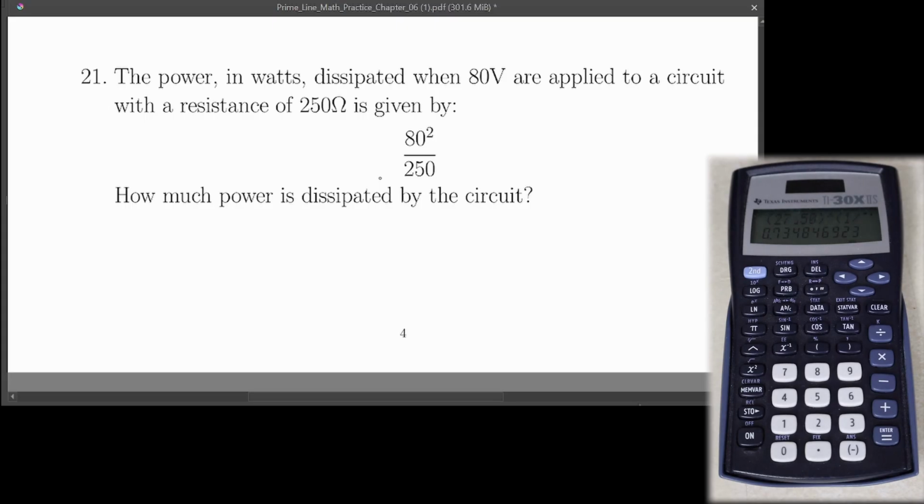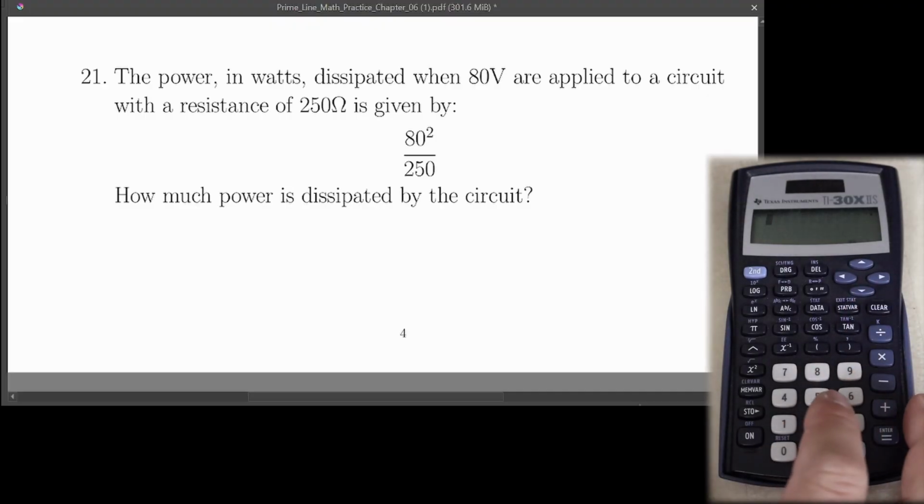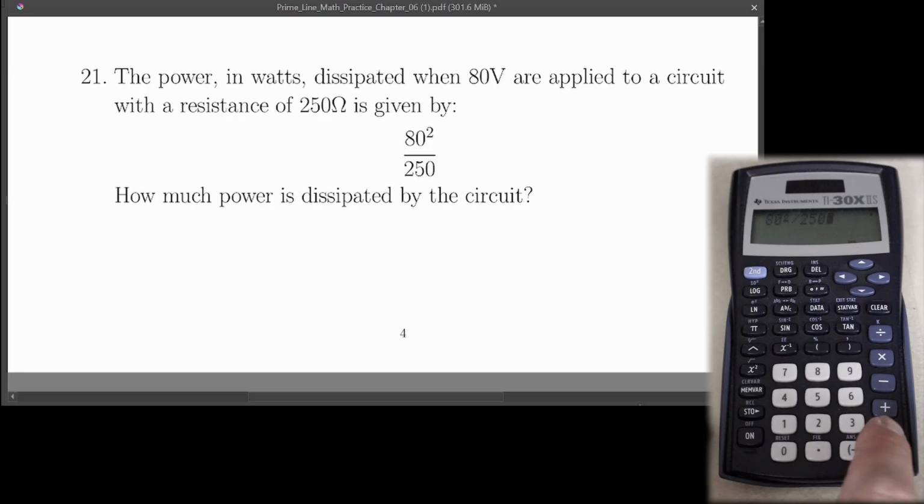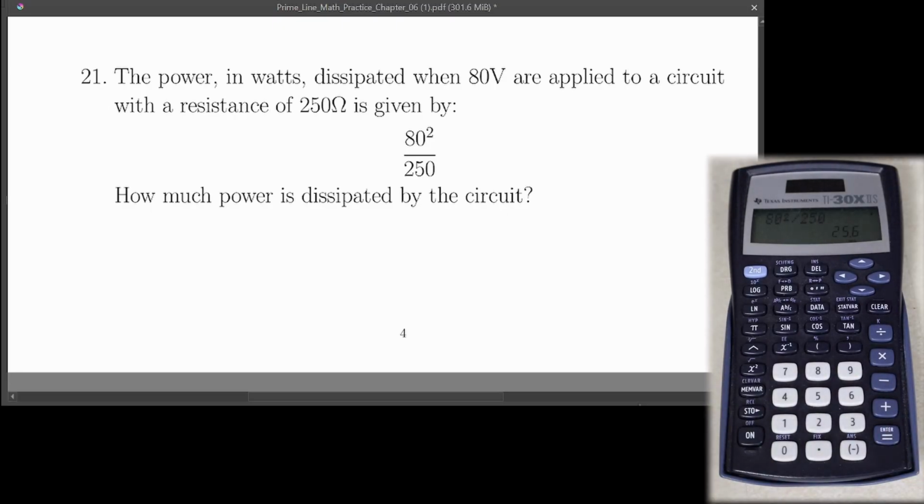Number 21. We've got 80 squared divided by 250. On our calculator, we can plug this in directly. So 80 squared divided by 250, and we get 25.6.